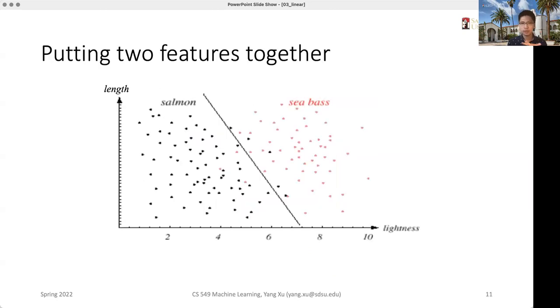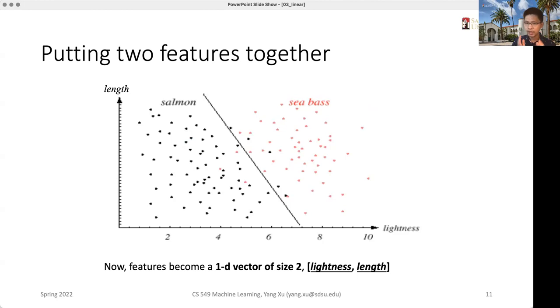So in this case, when we plot the data using two features in two dimensions, the x-axis is the lightness and the y-axis is the length. So now we can have a sort of contour plot or a two-dimensional distribution of all the data points. And the decision boundary is more salient in this case, right? Because now we have a two-dimensional feature. We have lightness as the first dimension and the length as the second dimension. Okay, so now our feature becomes a vector.